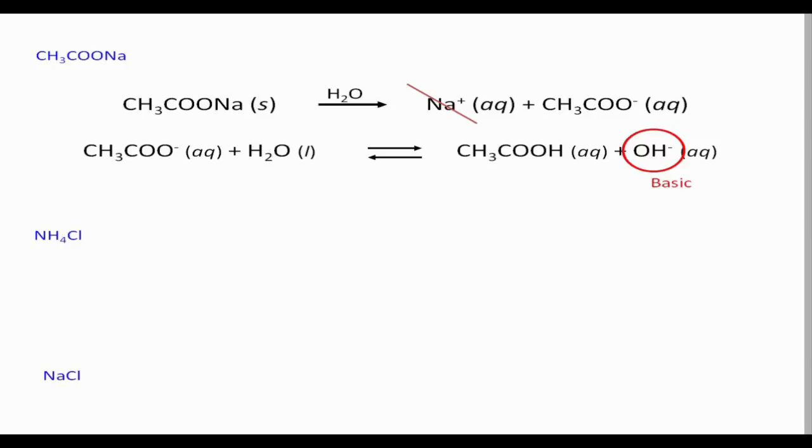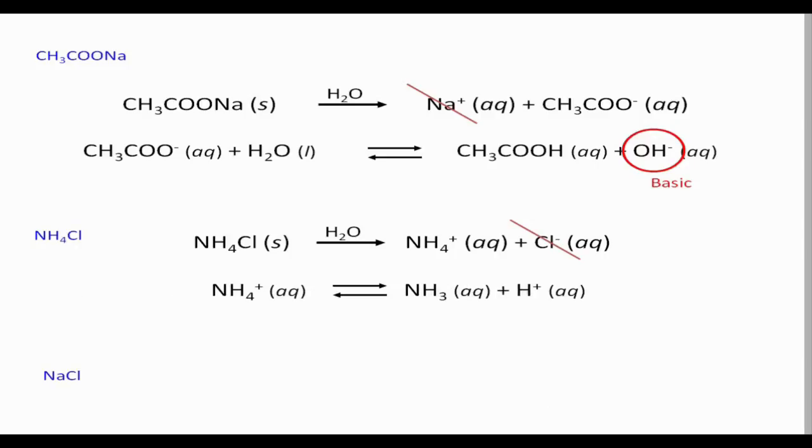Another example to consider, I have ammonium chloride. It's another salt, show it breaking up into cations and anions. Let's look at the chloride ion first. Chloride is the conjugate base of hydrochloric acid. If hydrochloric acid is strong, chloride is negligible. The ammonium ion, however, is a weak acid. Show it working as that weak acid. Reversible arrows to produce its conjugate base and hydrogen ions. The hydrogen ions make the solution acidic.